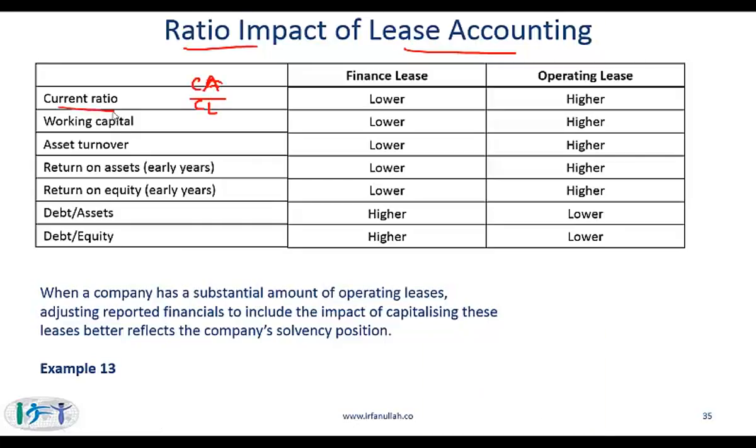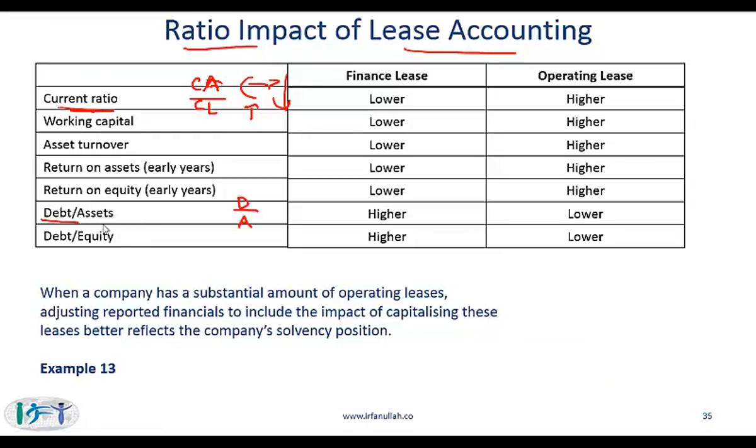So this current ratio is a little bit tricky. If you think about an operating lease, there is no impact on the current assets or the current liabilities. If you think about a finance lease, there is no impact on current assets, but current liabilities will be higher because there will be a lease payable and there will be a current portion of the lease payable, which will make the current liabilities higher. Since the current liabilities are higher, the overall ratio will be lower.